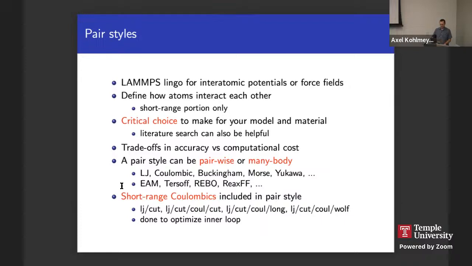Some examples of pairwise are Lennard-Jones, Coulombic, Buckingham, etc. Many-body potentials include EAM, Tersoff, REBO, and ReaxFF, as well as some expensive machine learning potentials. You can include the short range part of Coulombics, but not the long range part. That could include LJ-cut coul cut or LJ-cut coul long. This is really done to optimize the inner loop.